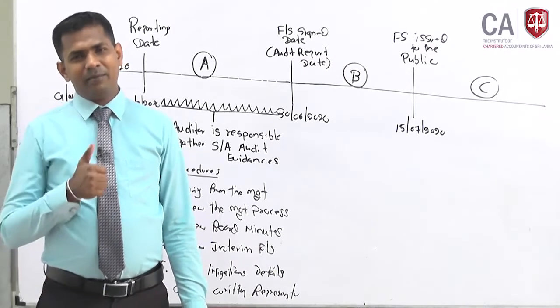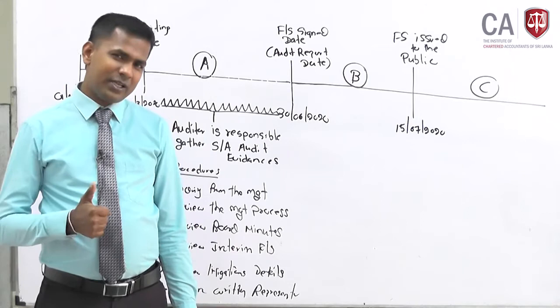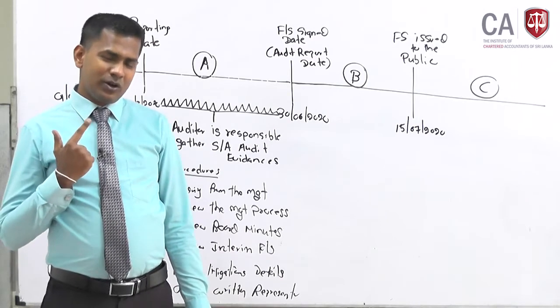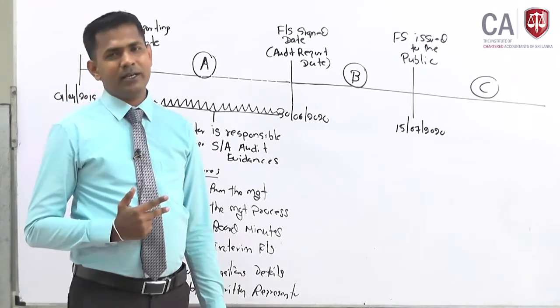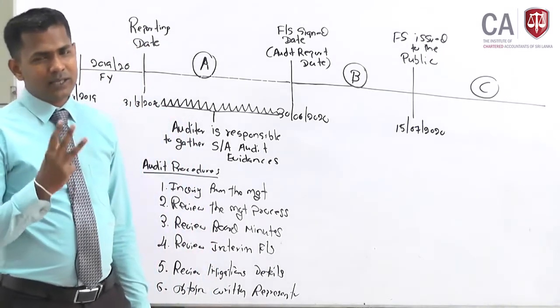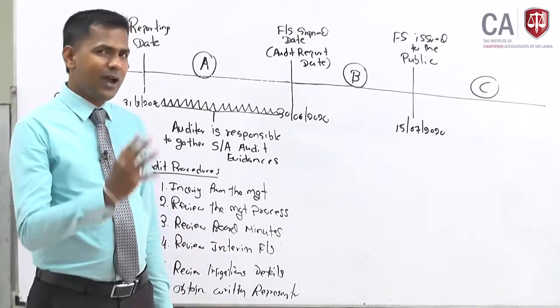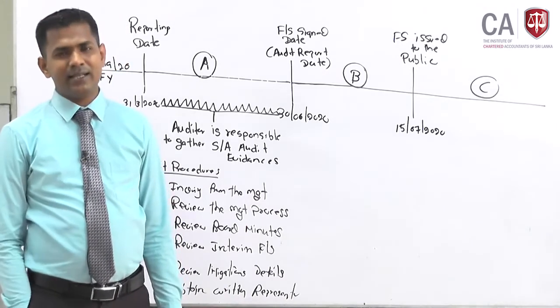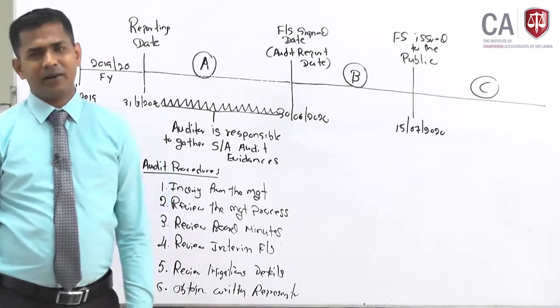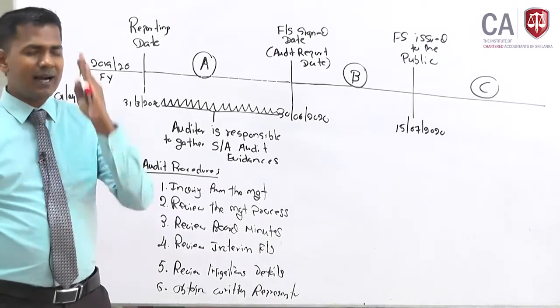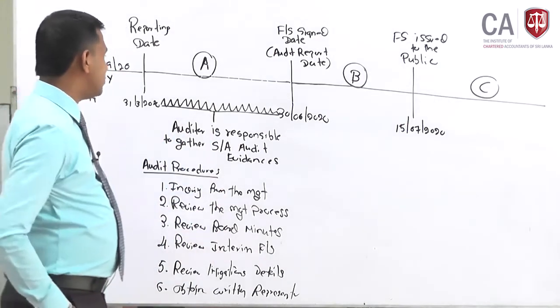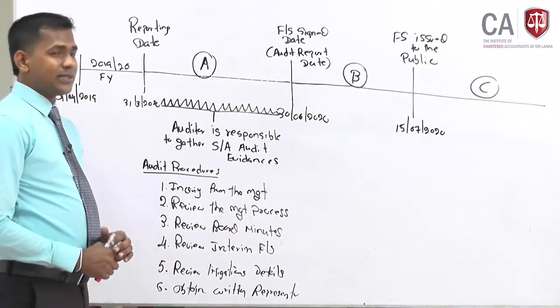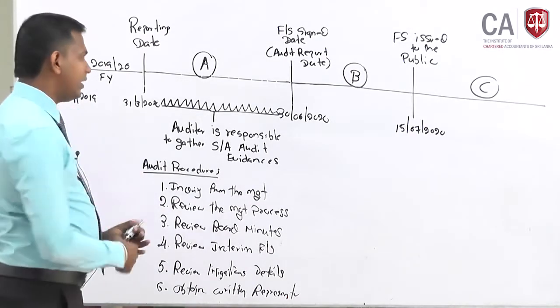Read again. Number 1, inquiry from the management. Number 2, review the management process. Number 3, review the board minutes. Number 4, review the interim finance statement. Number 5, review the litigation related details. And number 6, obtain the written representation. These 6 you should remember. That is the part A duty. Now you should be able to answer any question at the examination.